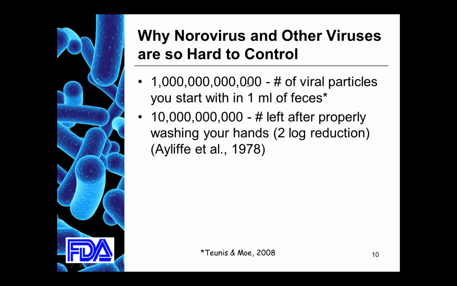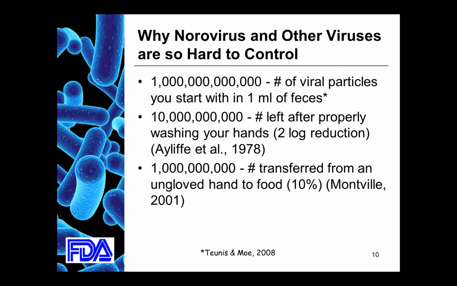So you start with 1 trillion virus particles. Proper hand washing, 15 to 20 seconds, soap, paper towels, all that, will give you at best a 2 to 3 log reduction. That means you can knock off 2 of these zeros. We still have, what is that, 10 billion organisms left? Okay.